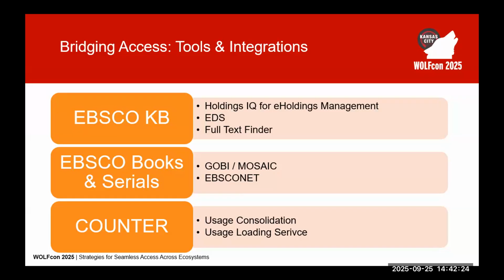So we have a platform called Usage Consolidation where you can load your Counter reports in. I know the Folio community has built the e-usage app. What we did is we built our usage consolidation service directly into eHoldings. So as you're working with any of your holdings, you can view the counter data right there within the eHoldings interface. So as you're working with your packages, your titles, you can get the counter data right there with you.